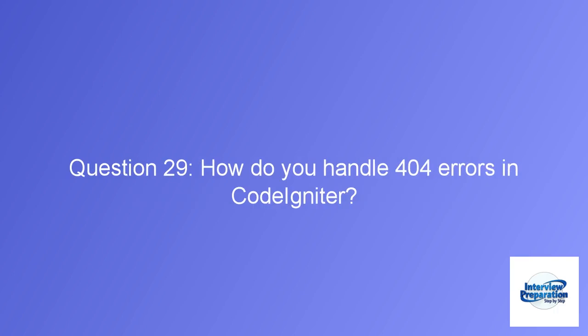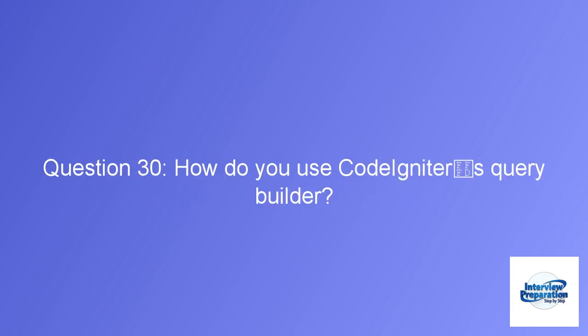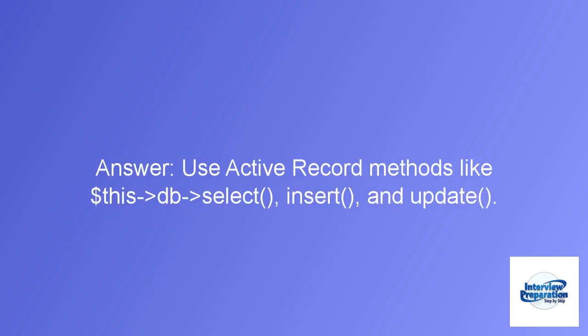Question 29. How do you handle 404 errors in CodeIgniter? Answer. Customize the 404_override route in application/config/routes.php. Question 30. How do you use CodeIgniter's query builder? Answer. Use active record methods like $this->db->select, insert, and update.